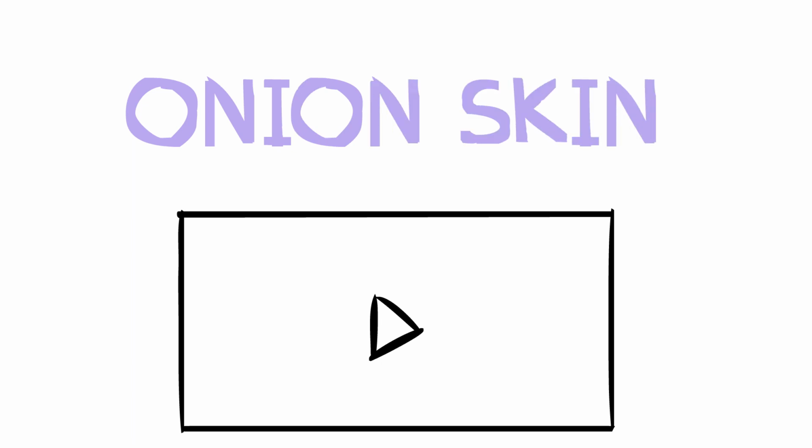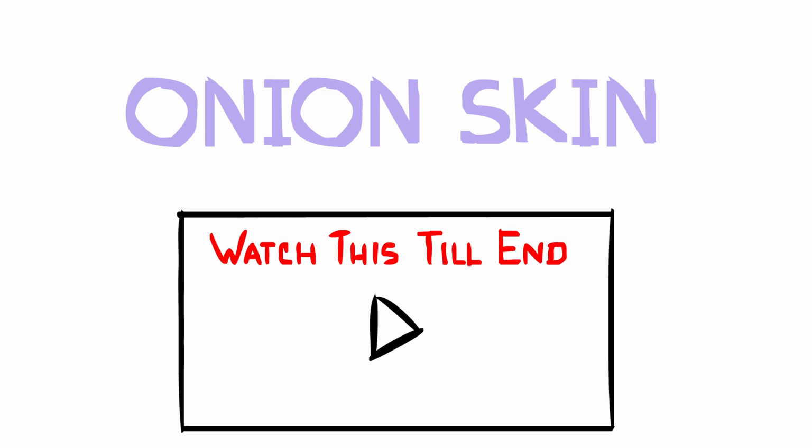Today I'll talk about onion skin, which you can find at the bottom of the timeline. In the last video, I said that I will talk about this in the next video. So this is it. This video will help you who want to make classical animation on Adobe Flash. So watch this video till end.